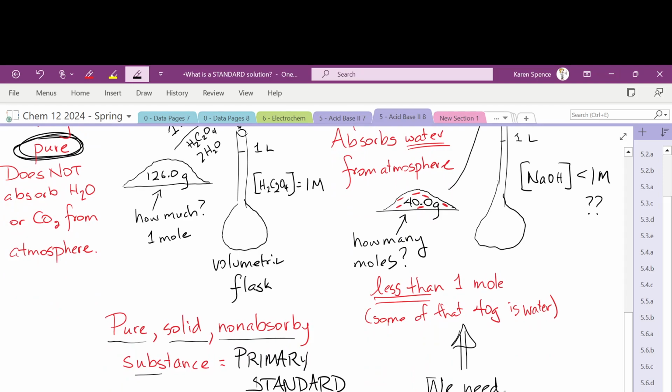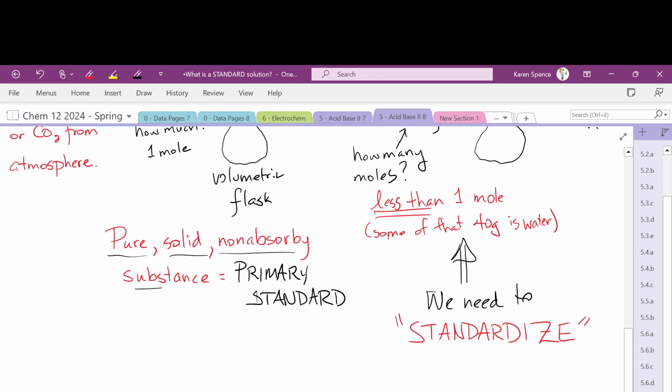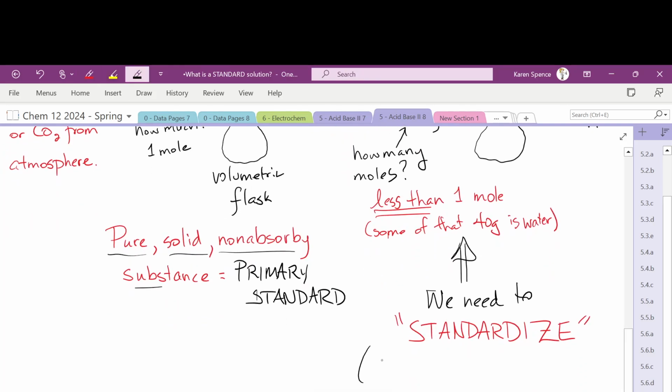We need to standardize, which means find the concentration of the NaOH by titrating it with a primary standard like oxalic acid.